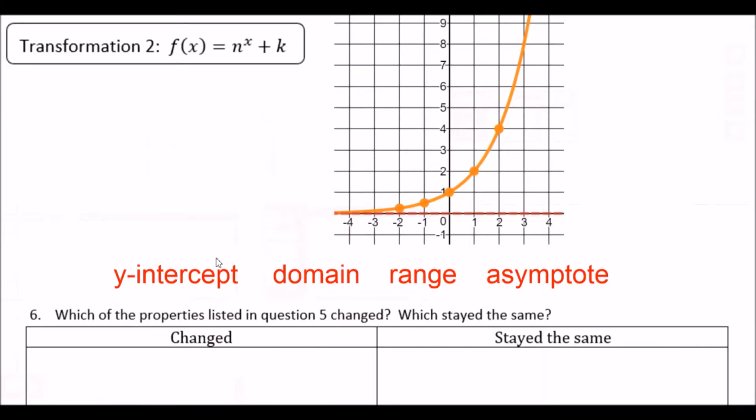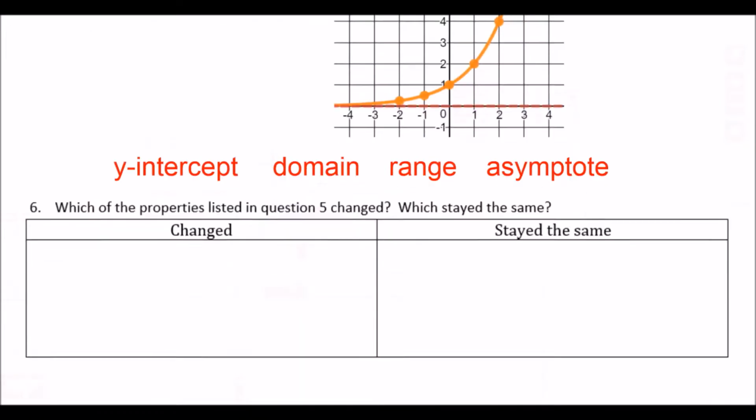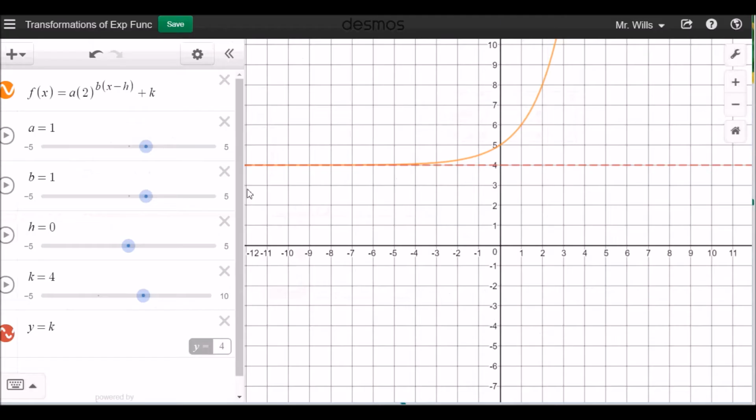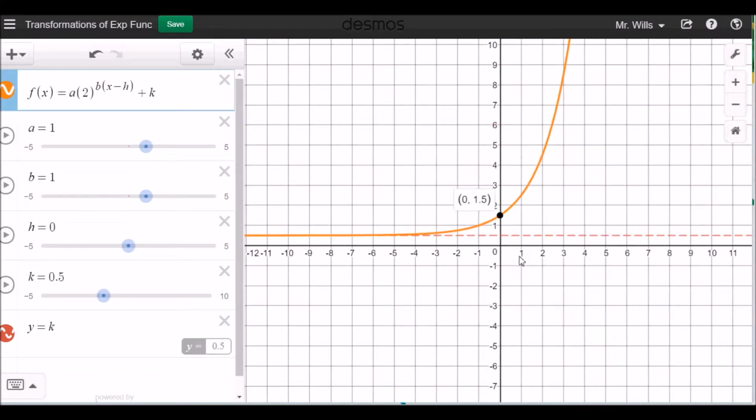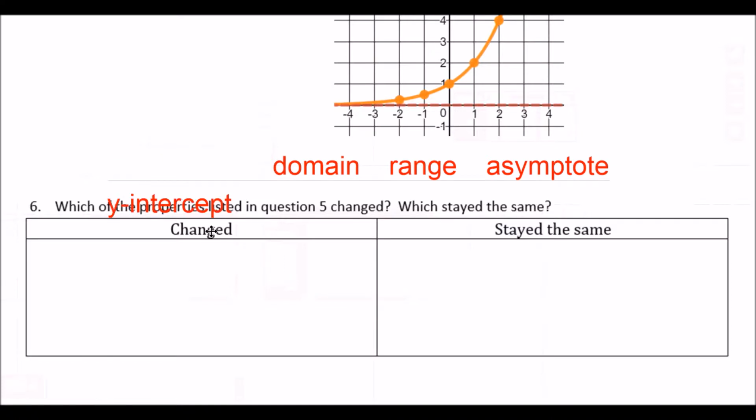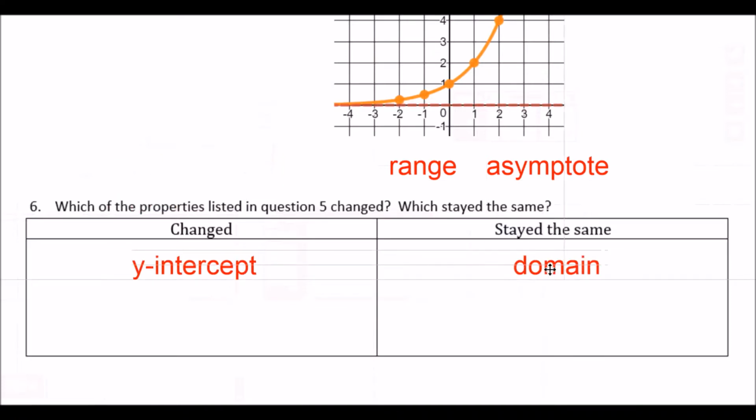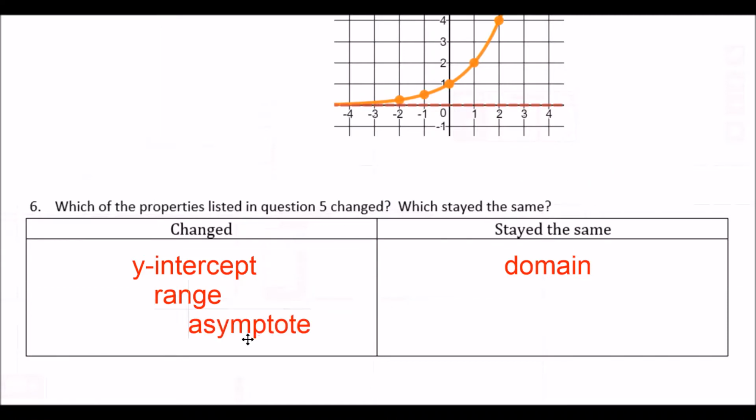All right, so what does it change? It changes the y-intercept, absolutely. Here's my y-intercept right there. If I shift it up and down, I can see my y-intercept will change with that value. So it does affect the y-intercept. Domain, never, come on. The range, absolutely it does, because it affects the asymptote. So it affects these three things. And by the way, the asymptote will always be y is equal to the k value. That's really important.